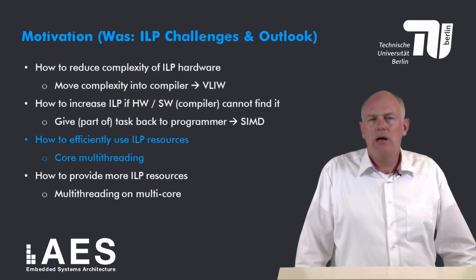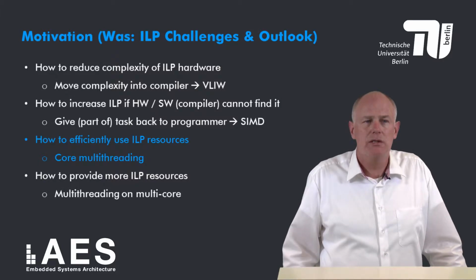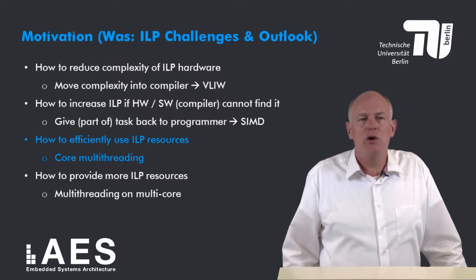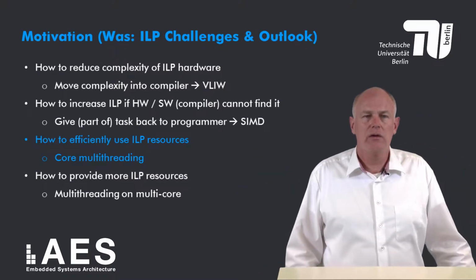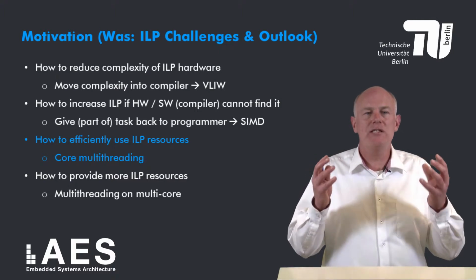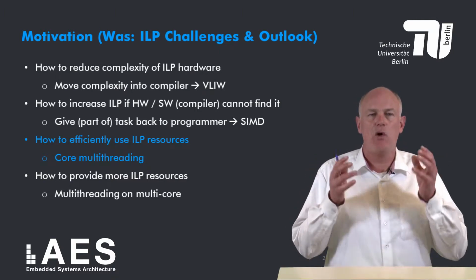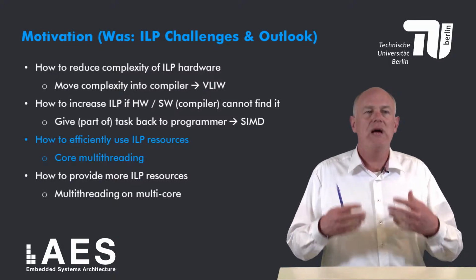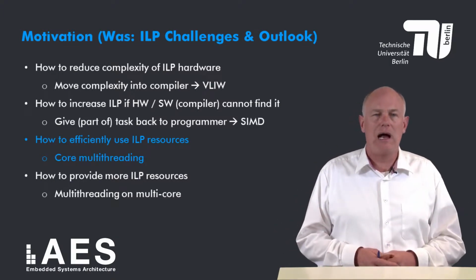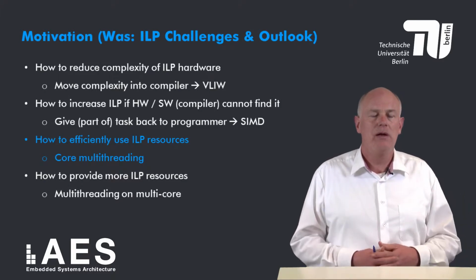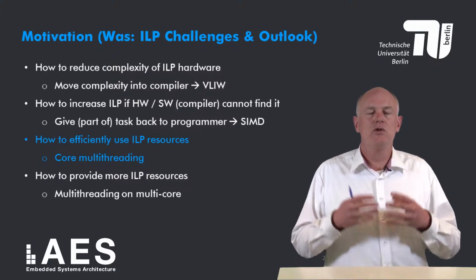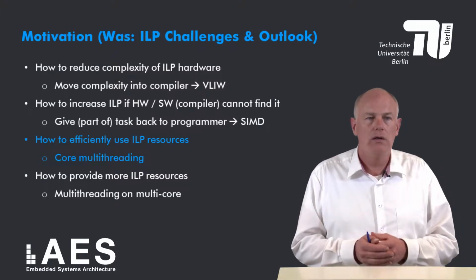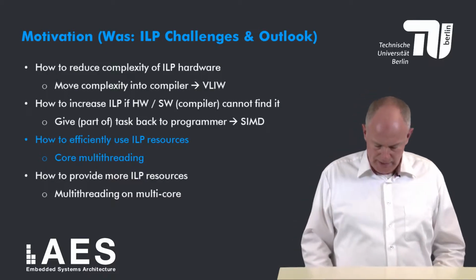Remember that I presented a slide with some ILP challenges and an outlook of the remaining modules. One of the issues on this slide was how to efficiently use ILP resources. If a program doesn't have sufficient ILP to exploit to keep all functional units busy, how can we make effective use of all ILP resources available? And the idea that I will discuss now with you is to do multithreading on a single core, which I call core multithreading.